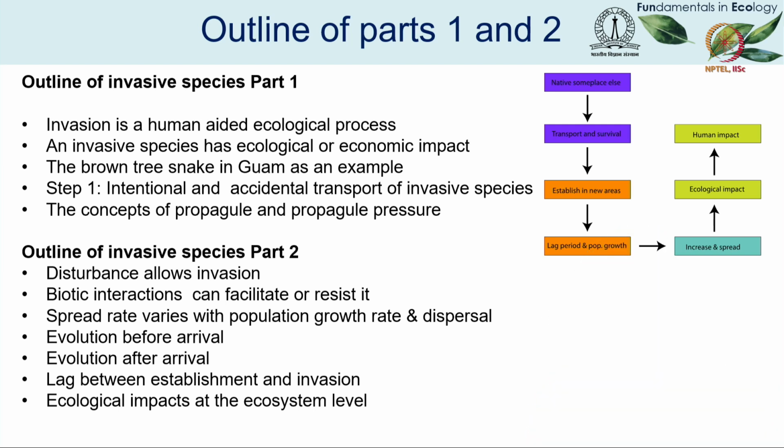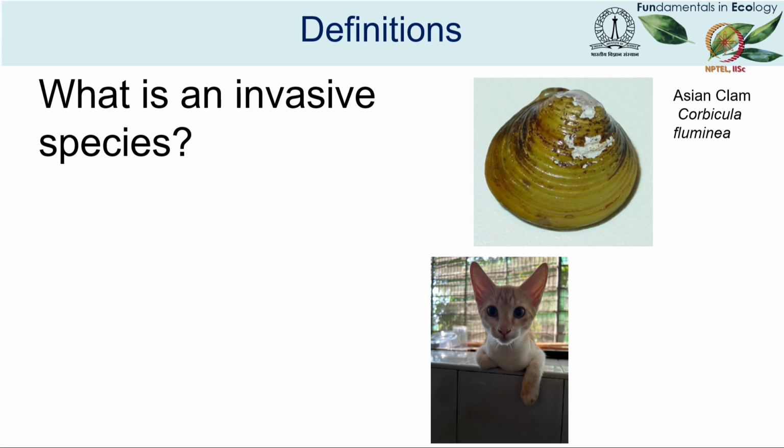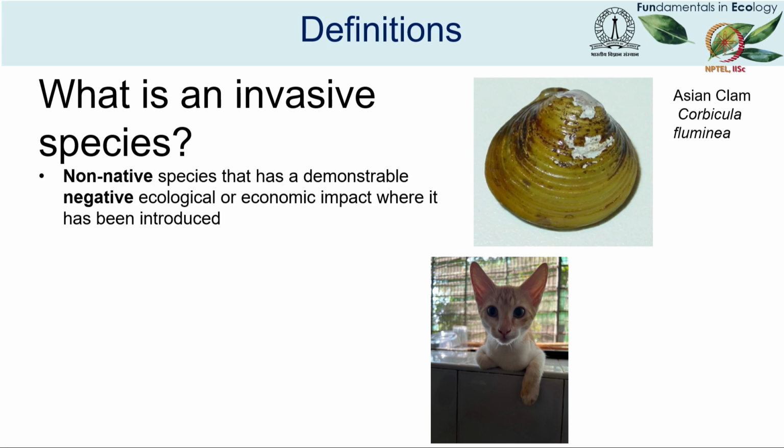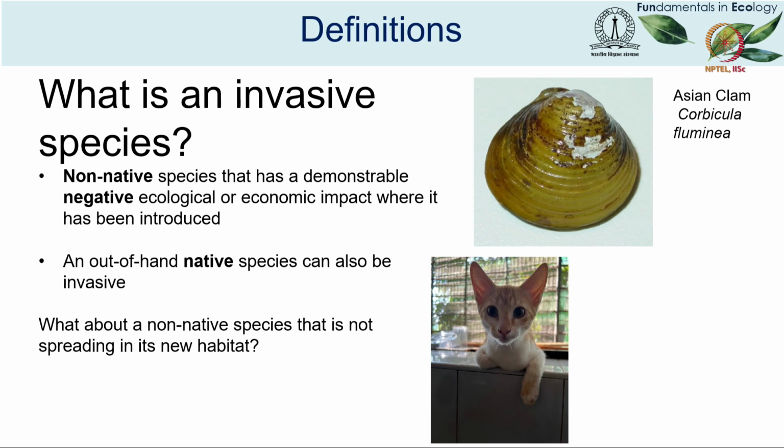All right, so here we go. So what is an invasive species? Mostly we think of an invasive species as a non-native species that has a demonstrable negative ecological and economic impact where it has been introduced. And we also include native species that have become out of hand and locally behave as invasive. And I'll give you some examples of those.